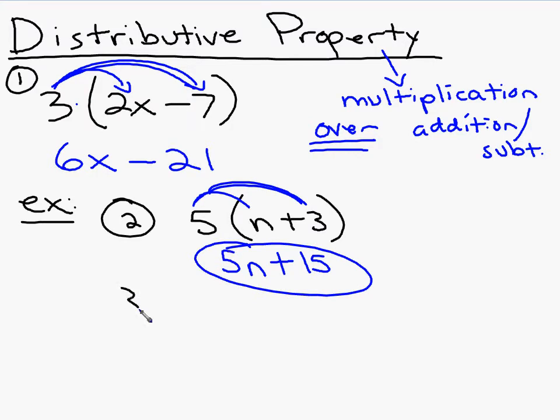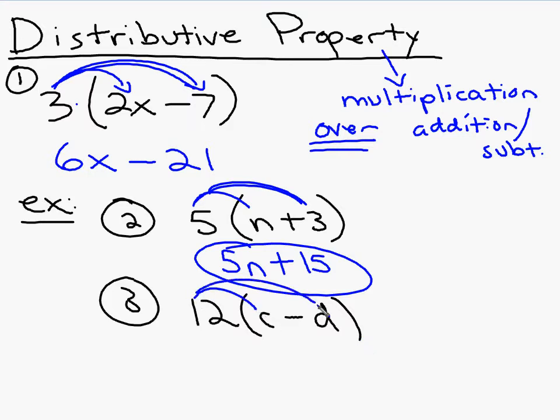Sometimes you might have a binomial where there are no numbers on the inside, like this one. 12 times the binomial c minus d. It still works the same way. I'm going to distribute the multiplication to both of these. So my answer would be 12c minus 12d. And there's a lot of different ways this can look.